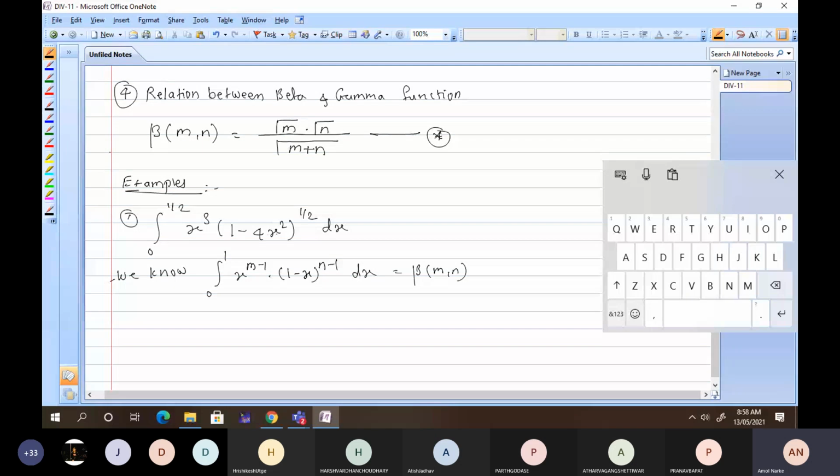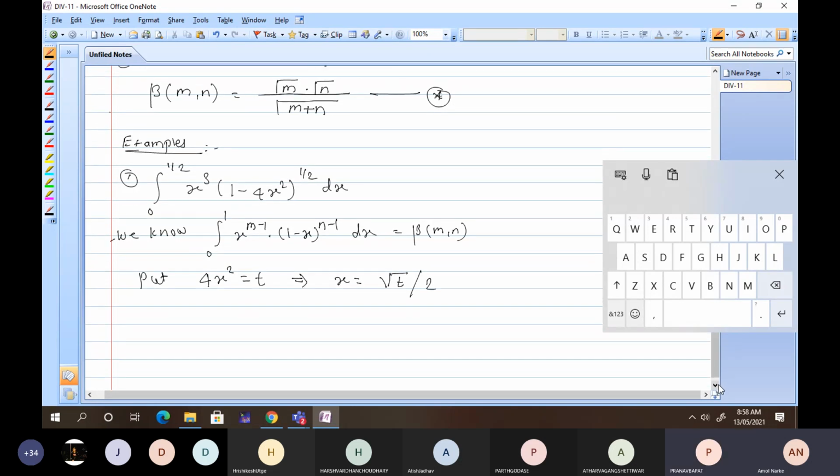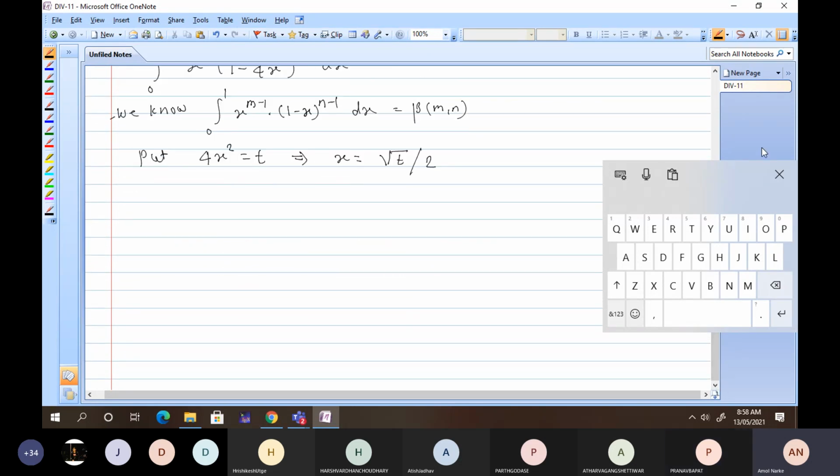So I'm going to put 4x square equal to t. Is it okay? Yes, sir. Okay, so 4x square is equal to t. This implies x is equal to root t divided by 2. Check out the calculations. Now it is only the calculation.